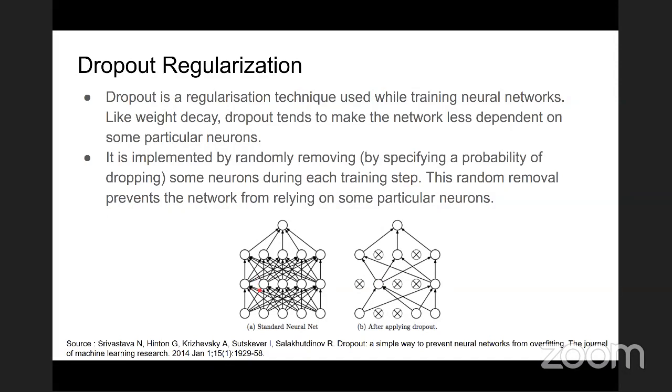How much has it reduced? It is reduced by the factor 1 minus p, where p is the probability of dropout. So while training, you scale up the activation by 1 by 1 minus p, so that it acts similar to what it would have done without the dropout.